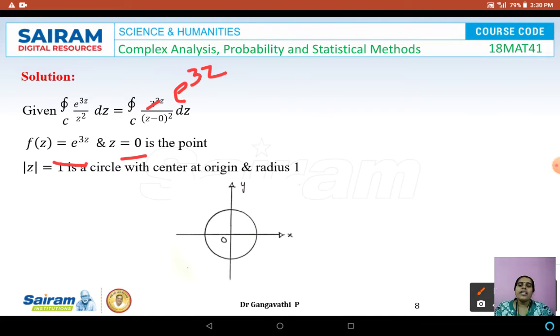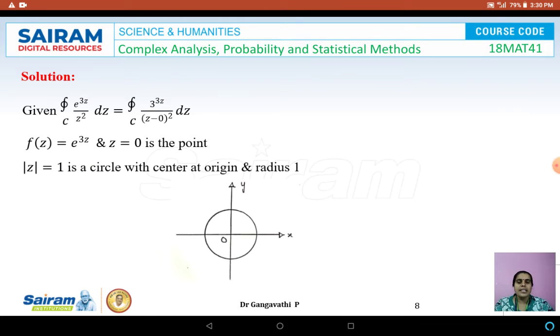The curve given is mod z is equal to 1. So mod z is equal to 1 is a circle with center at the origin and radius equal to 1. So the distance from this point to this point is 1. And the point is 0. Obviously it is at the origin, which lies inside the curve. Therefore Cauchy's integral formula is applicable.